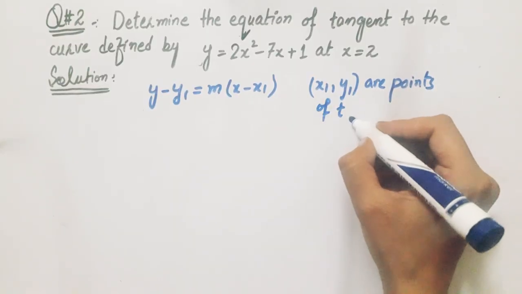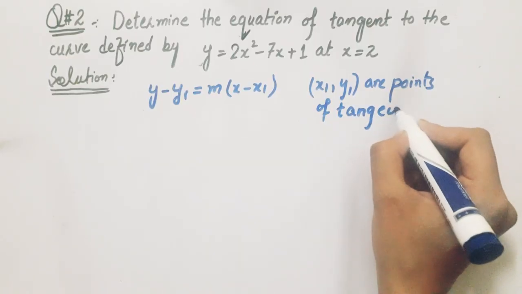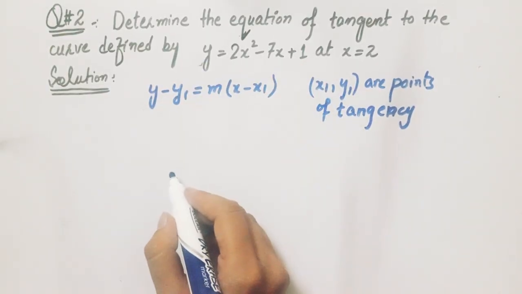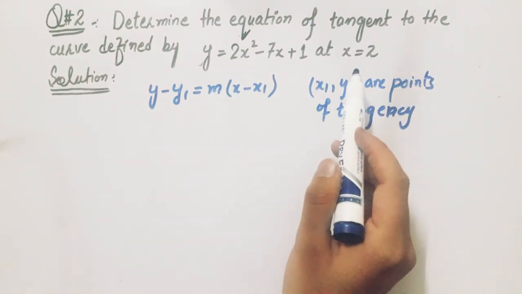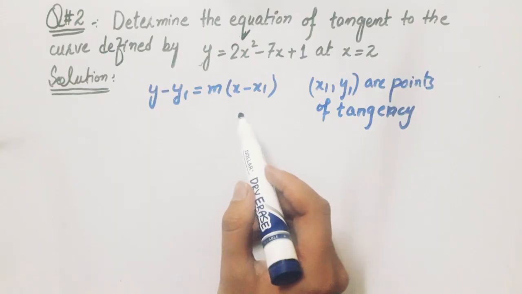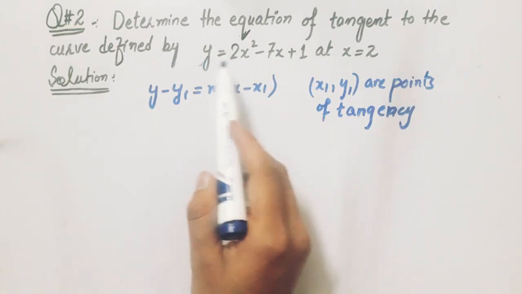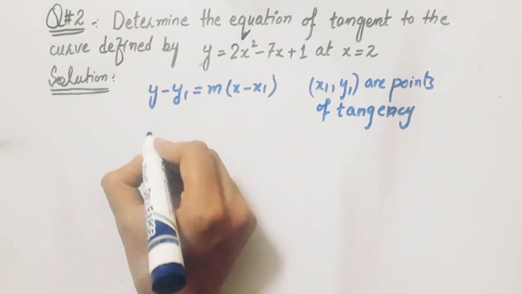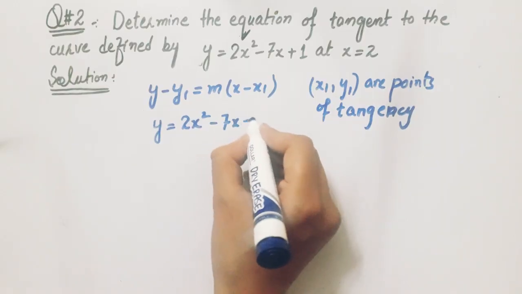To find the slope, we will differentiate this function. So dy/dx will be equal to the slope. After finding dy/dx, you will put x = 2 and get the answer, that is m. After finding m, you will also find the point x and y, then put them in this equation and solve further. First of all we take the function y = 2x² - 7x + 1.